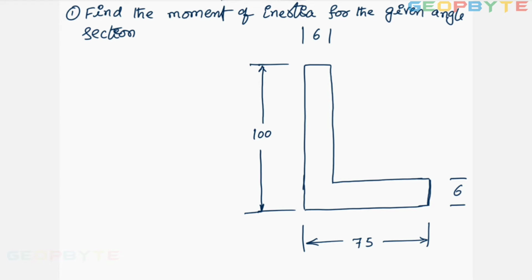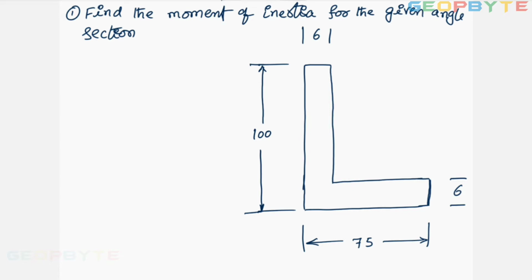First, I took the angle section. Angle section is also called L section. Remember, for finding the moment of inertia, first you need to find the centroid or center of gravity. It means indirectly, once again we are practicing center of gravity also along with moment of inertia.